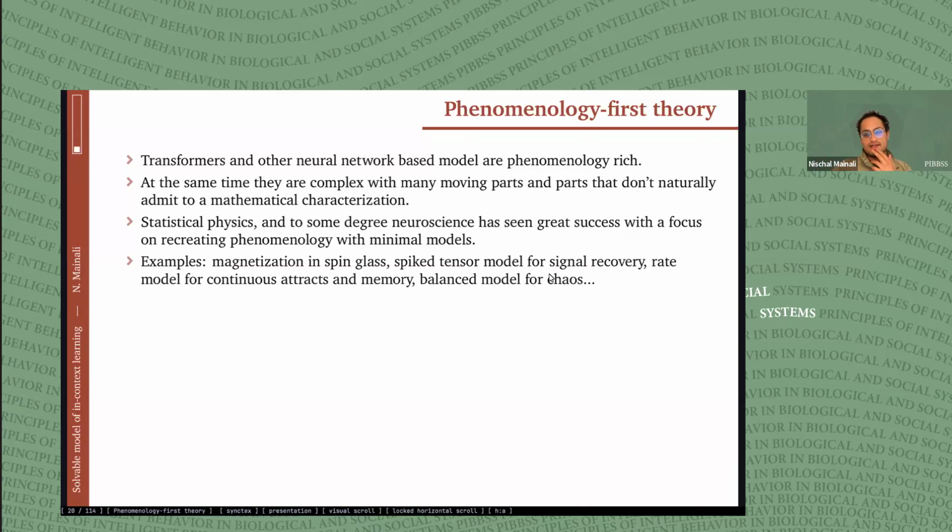Spike tensor model for understanding signal recovery. In neuroscience, people have come up with various models for working memory, continuous attractors, and how different neuron classes, excitation and inhibition balance themselves and so on. All of these models have in common that they aim to explain some interesting phenomenology without being completely honest about the microscopic detail, but preserving something essential of the real world thing.